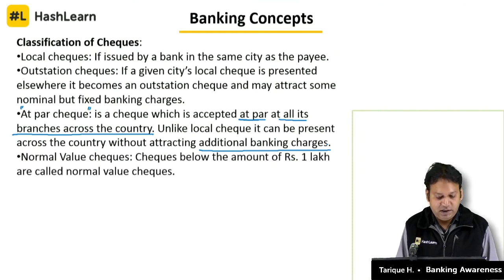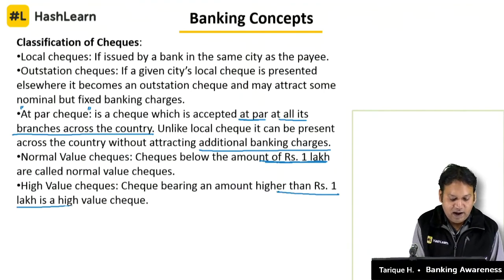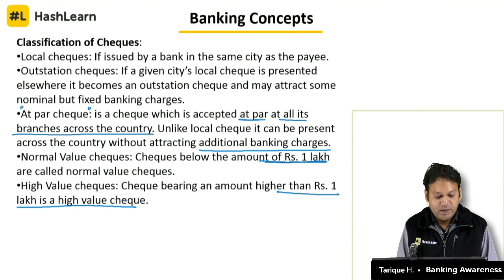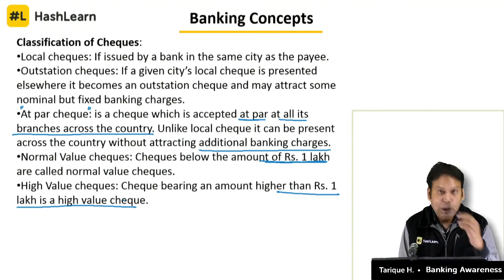Normal value checks: checks below the amount of rupees 1 lakh are called normal value checks. Please note here, any check that is below the amount of 1 lakh rupees is called a normal value check, and an amount higher than 1 lakh rupees is called a high value check. Clear? So these are the different types of classification of checks based on locality. We'll see some more classifications based on the functionality of a check.